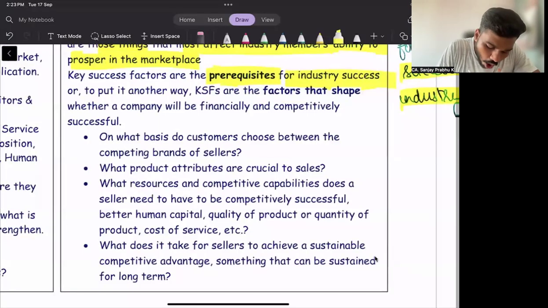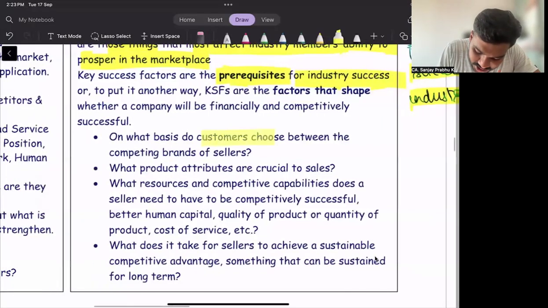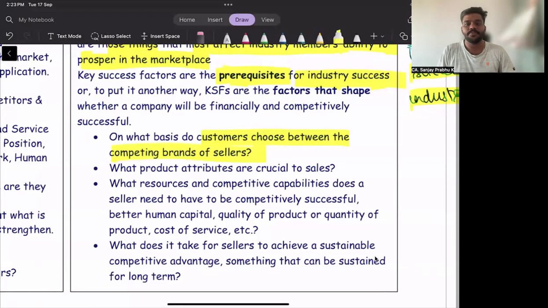So first question: on what basis does a customer choose between the competing brands? Say for example, if I have different alternatives, how am I going to choose one particular brand over the others? That particular thing which made me choose one particular brand is the key success factor. On what basis do customers choose between the competing brands?